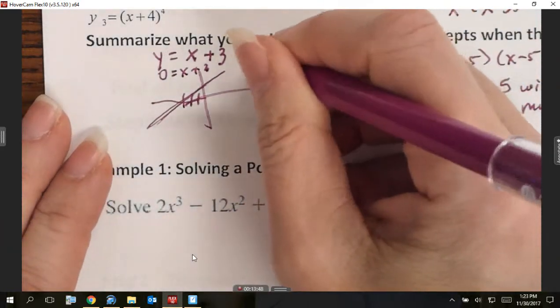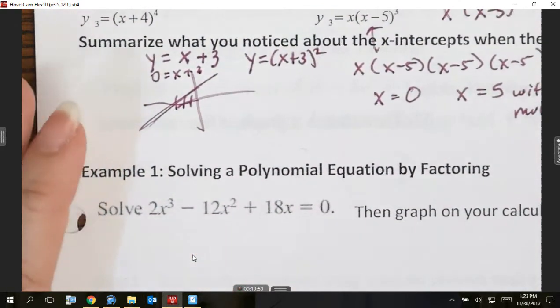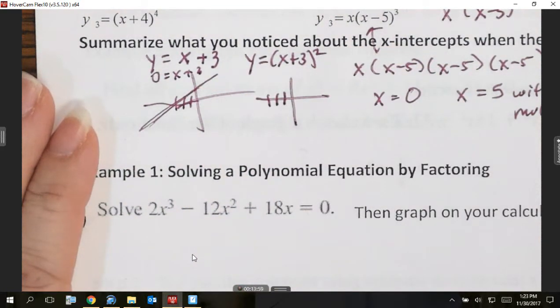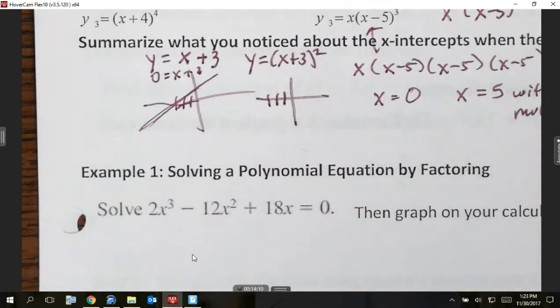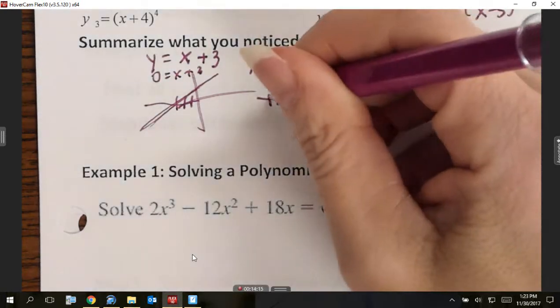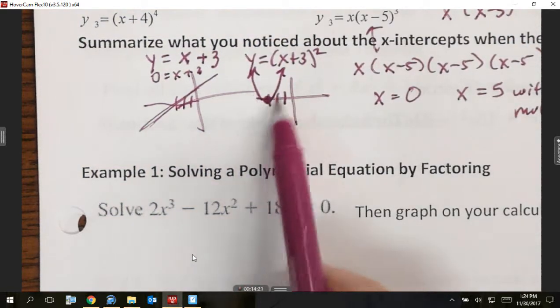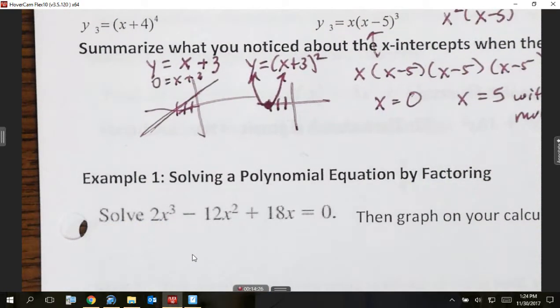But if I made it y equals x plus 3 squared, my x-intercept is still -3, but what is happening now? At -3. It bounces. So for squared, what's the end behavior of the whole graph? Even? And so if it starts up and it comes down, it's going to bounce at -3, and then it's going to go back up again. It's going to look like a parabola at -3. This is what we're doing today. Partially what we're doing today.